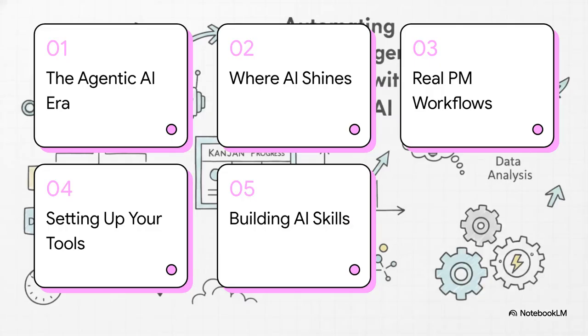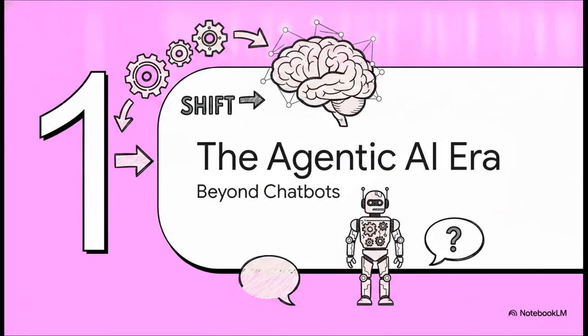Here's our quick roadmap for today's explainer. First, the agentic AI era. Second, where AI actually shines. Third, real PM workflows. Fourth, setting up your tools. And finally, number 5, building your AI skills. All right, section 1, the agentic AI era.